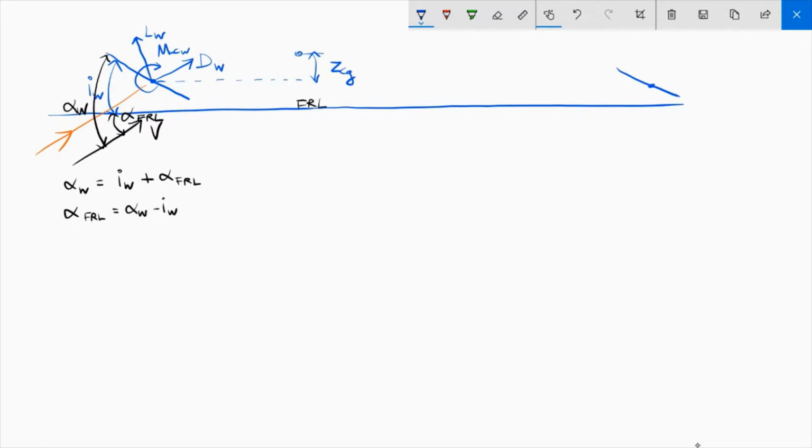and there will be a drag force on the tail and lift force on the tail, and a moment about the aerodynamic center of the tail. And let's label the vertical separation between the aerodynamic center of the tail and the center of gravity of the aircraft as ZCG tail.